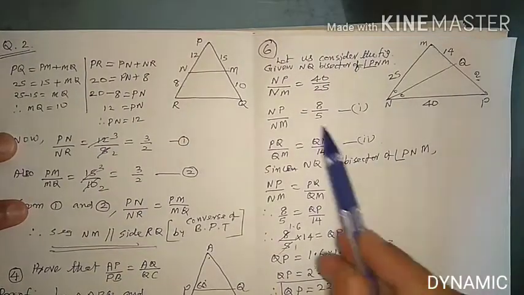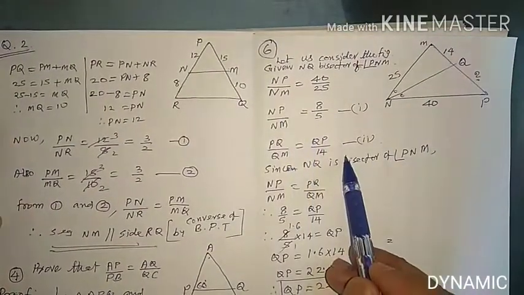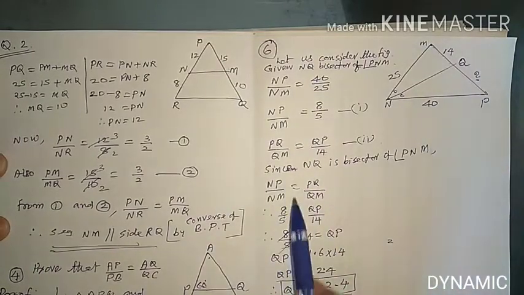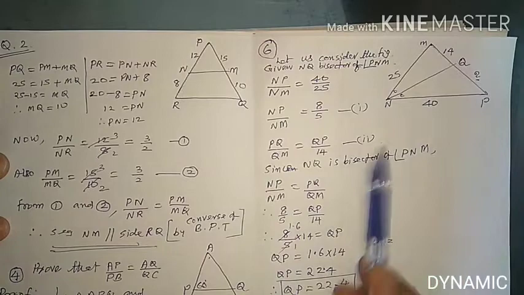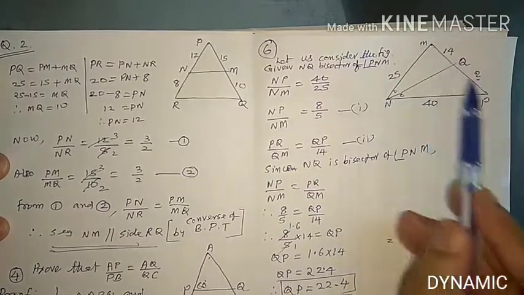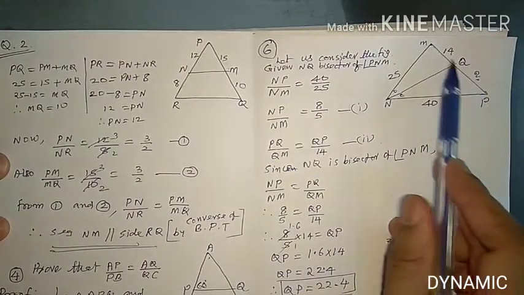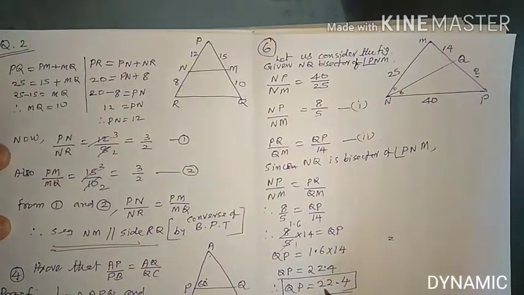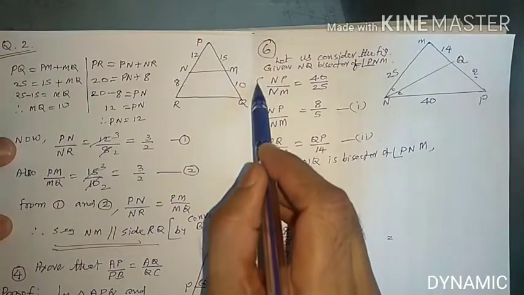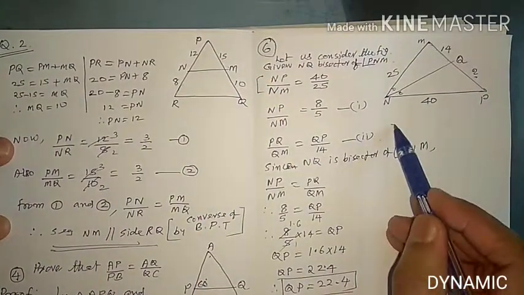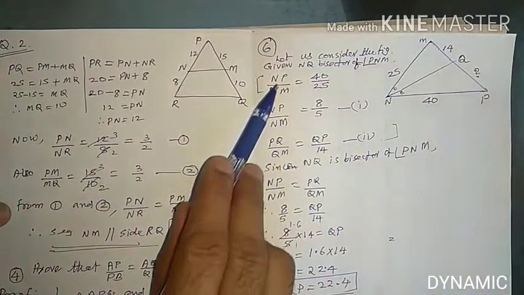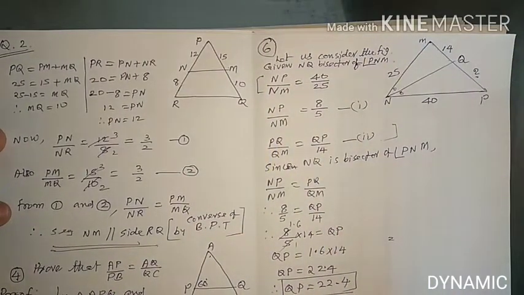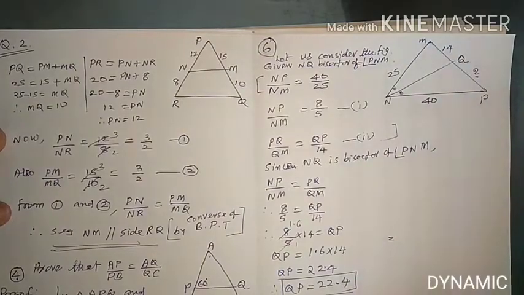Strictly speaking, from here to here, you can avoid, you can directly put here. It's a bisector. NQ is a bisector. Therefore, NP upon NM is equal to PQ upon QM. Then cross multiply also we can make it. Meaning, if you are clear enough, you can leave this much. 1, 2, 3 steps you can avoid. If you are directly starting here also, you can do it. Easily you can do it.